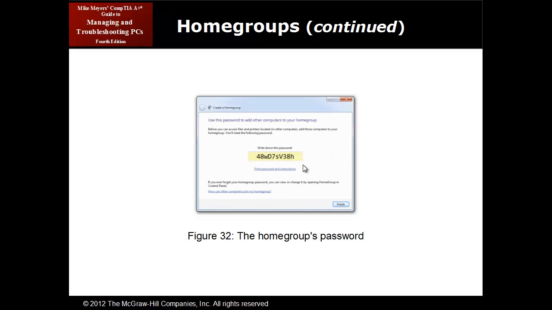Here's that password that's created when you create the home group. It's going to be randomly created. You'd have to write this down. It actually says print this in the little note underneath here, so you can print it and take it to the next computer if you're going to add other computers to the home group. You have to type it in exactly that way.